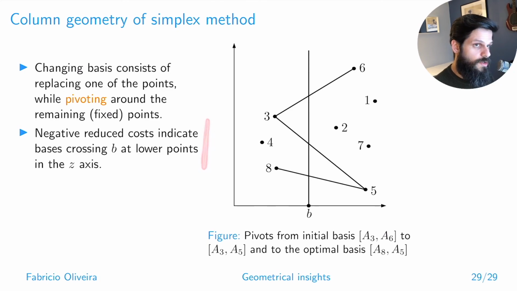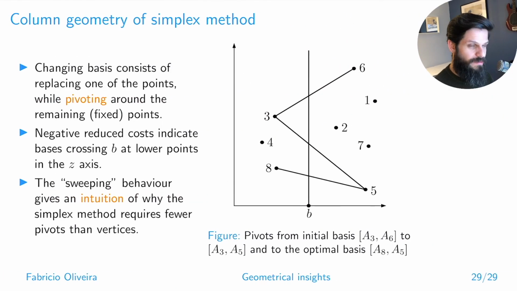But this is what you can demonstrate that the reduced costs mean. It basically is telling you that there are bases crossing B further on, that are lower on the axis of the objective function. And this sweeping behavior that we're seeing in this picture is what explains the fact that you actually don't need to investigate all the vertices. You discard quite a few of them really fast. And that's why the number of pivots is of the order of m.